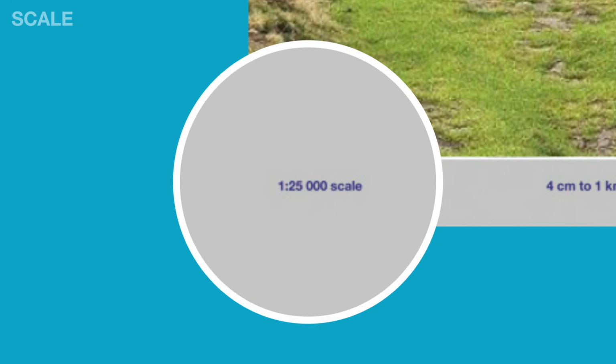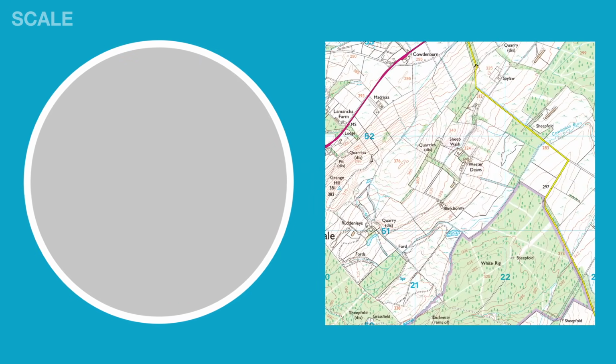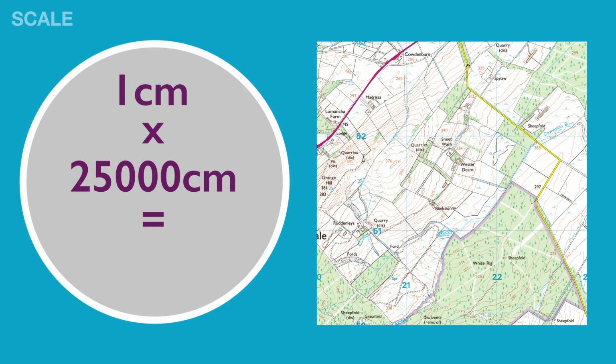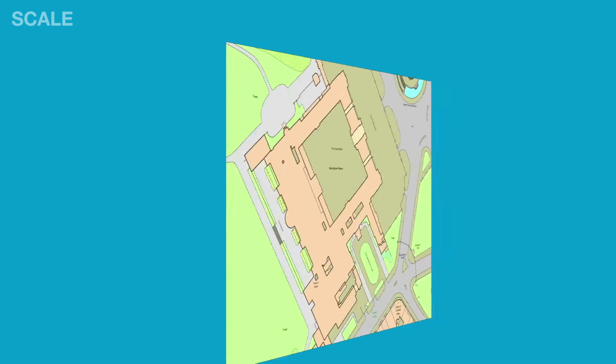Every map has its scale printed on the front. It's usually written like this: 1 to 25,000. This means that for every 1 unit of measurement on the map, such as a centimetre, this is the same as 25,000 of those units, in this case 25,000 centimetres or 250 metres, in real life.